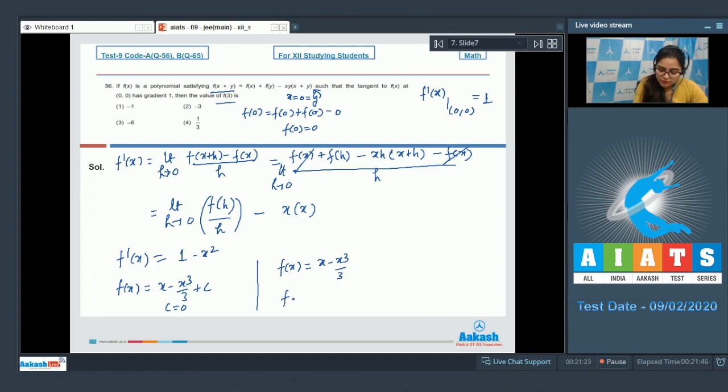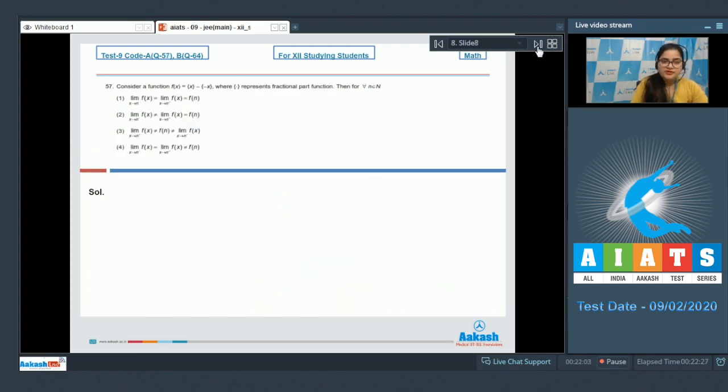So you have to find out the value of f of 3. So just replace x as 3: 3 minus 3 cube by 3. So you are getting 3 minus 9, which is equal to minus 6. So option number 3 is your correct answer. Now the next question is 57.